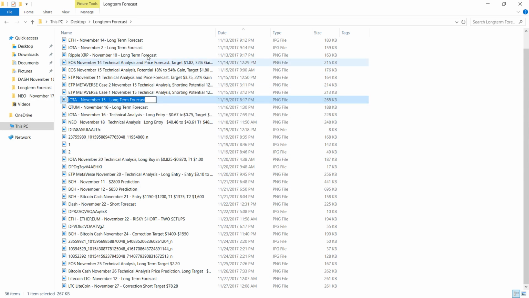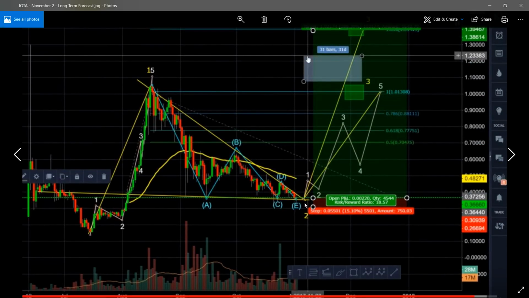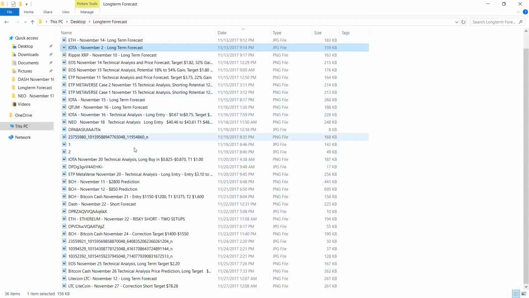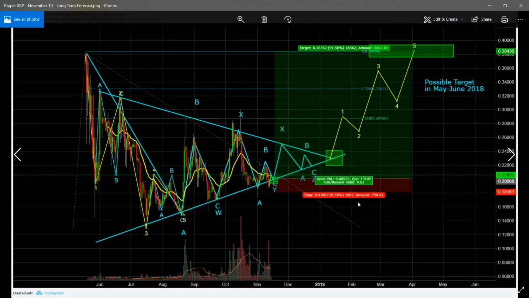One single bit, guys, if you lose a few trades. Look at my IOTA one. I suggested for people to buy at 36, guys, and IOTA is $1.40, okay? Now let's look at a few other ones. Ripple, okay? Let's look at my Ripple analysis that I gave for you guys on November 2nd or November 10th. Here you go. Here's suggesting for you guys to buy Ripple at 20 cents, okay? And we are now at a quarter, guys.